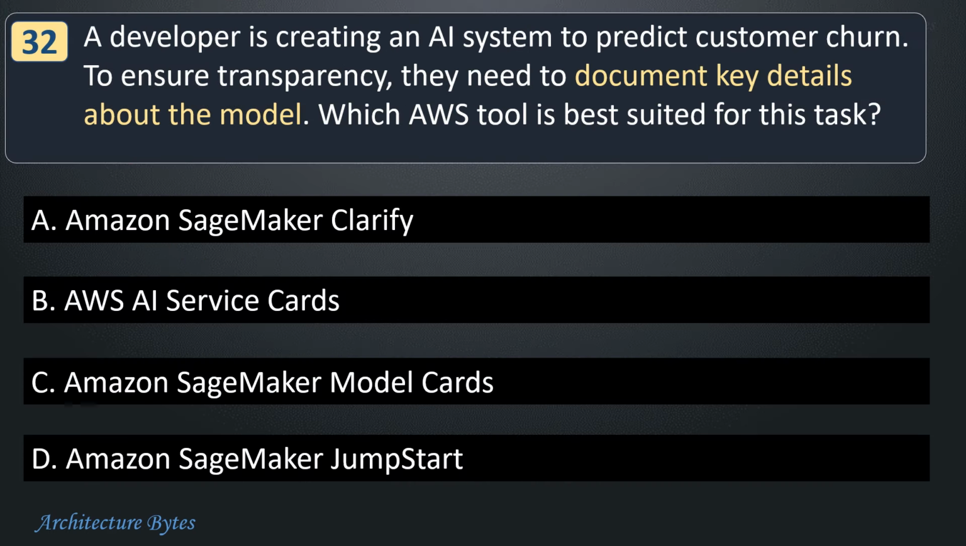A developer is creating an AI system to predict customer churn. To ensure transparency, they need to document key details about the model. Which AWS tool is best suited for this task? Option A, Amazon SageMaker Clarify. B, AWS AI Service Cards. C, SageMaker Model Cards. And D, SageMaker JumpStart.